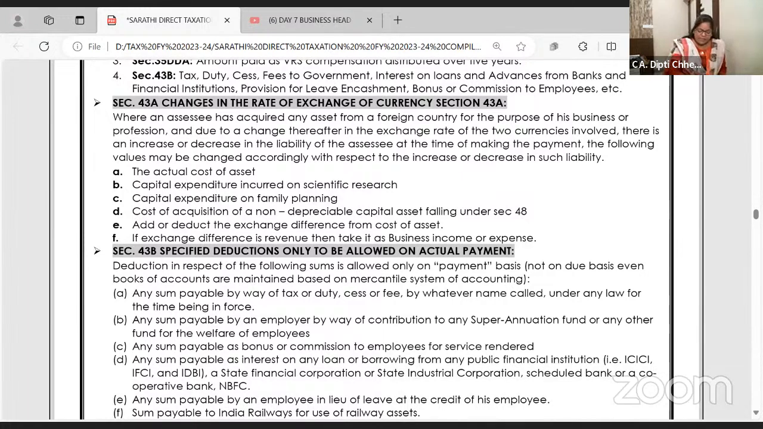Chalo. 43A, yesterday I missed out. I want to cover it in 2 minutes. It's very in-depth and final. But for all my inter students, what is required, just see here. See, so many times, for business, we get some asset from a foreign country.